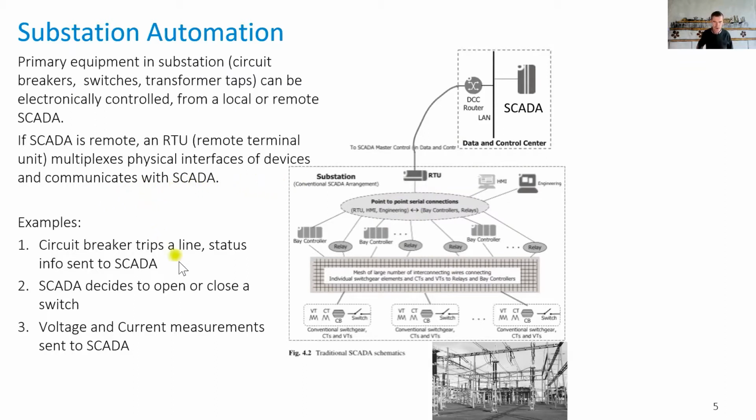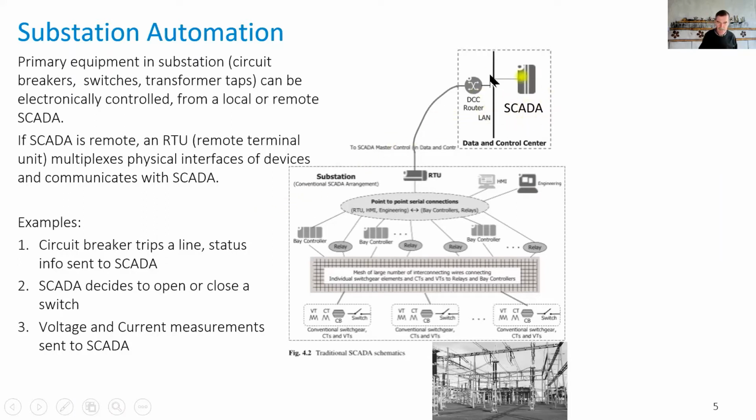Well, assume, for example, for some reason, we need to open a line. This will happen when there's a fault condition. For example, a tree has fallen on the line, and then the circuit breaker senses that there's a short circuit through several mechanisms and immediately opens the line. So this information is sent via the local network of the substation, and via a remote area network is sent to the SCADA that now knows that this line is open.